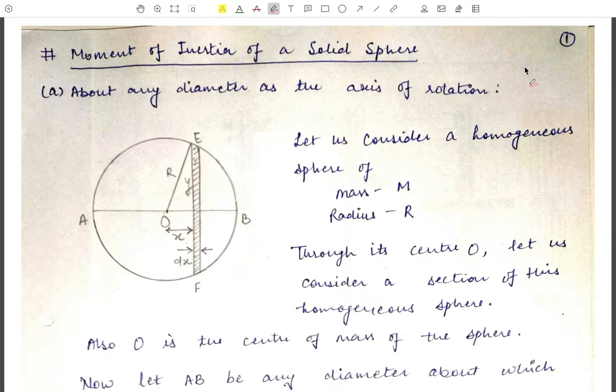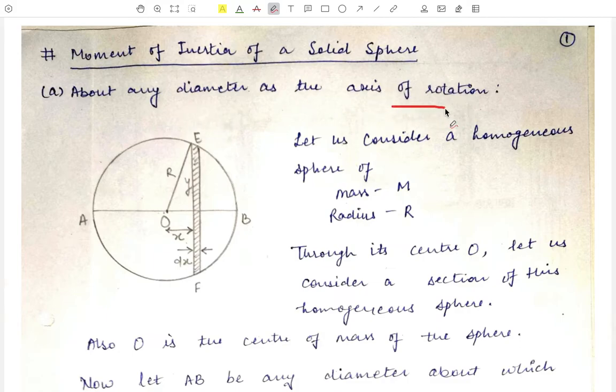Hello everyone. Today we will study the moment of inertia of a solid sphere. Our first case is to find out the moment of inertia of the solid sphere about any of its diameter as the axis of rotation.